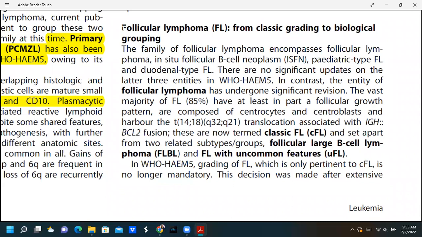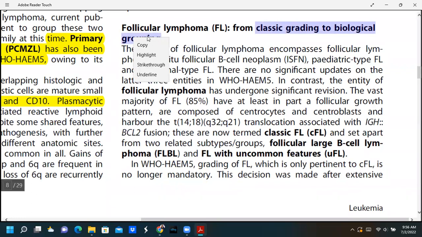Okay. All right. So, follicular lymphoma from classic grading to biological subgrouping. So basically, classic grading to biological subgrouping. Okay, let's see what they are saying.